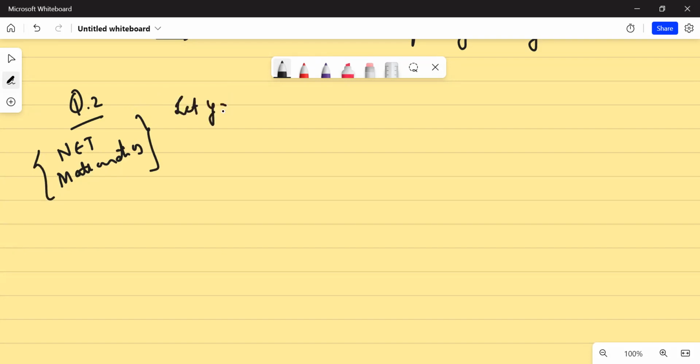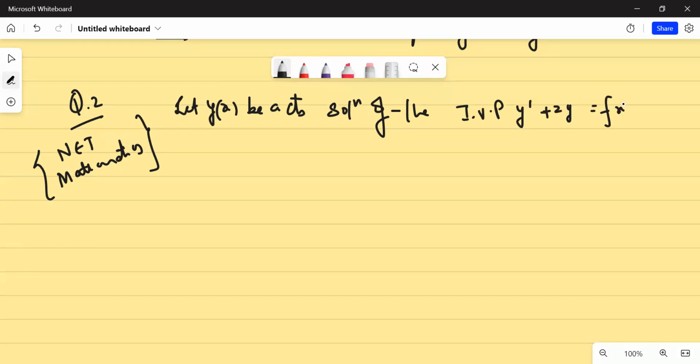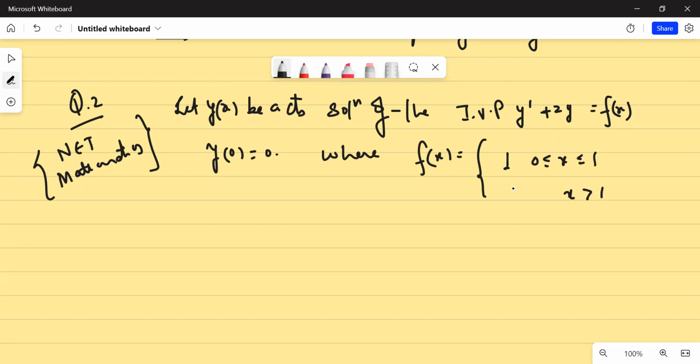So let y(x) be a continuous solution of the initial value problem y dash plus 2y is equal to f of x, and y(0) is equal to 0, where f of x is given as 1 if x lies between 0 and 1, and if x is greater than 1, it is equal to 0. Then what will be the value of y of 3 by 2?